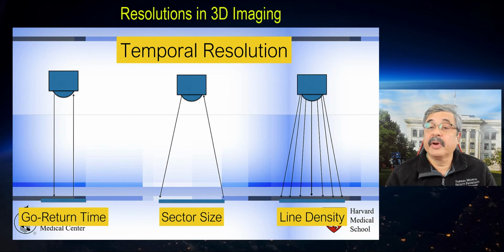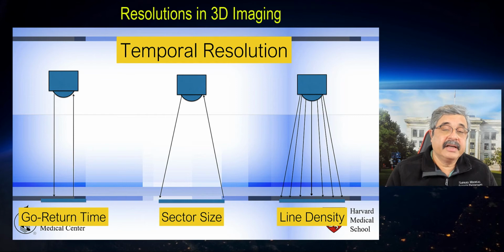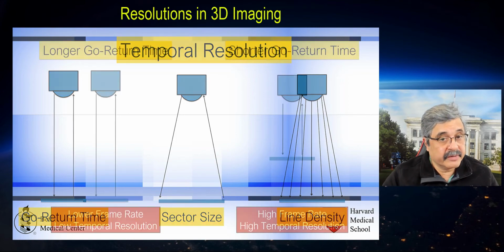Temporal resolution is purely determined by the go-return time, which means how long it takes for the signal to go and come back, the sector size, how much information we are computing at any given moment in time, and finally line density. Again, the more information we provide the transducer, the longer the system takes to compute to precisely identify the direction and the total speed of motion of an object.